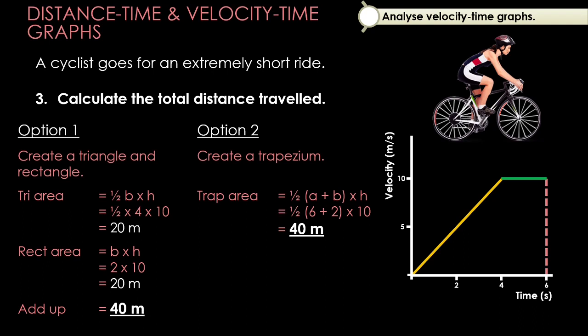Now, a trapezium is often seen as a bit more daunting than simple triangles and rectangles, but when it comes down to it, that's only one sum you've had to do instead of, well, 3. 1 for the triangle, 1 for the rectangle, and 1 for the adding up. Here you only have one sum, so it's actually a bit quicker if you can get your head around them.